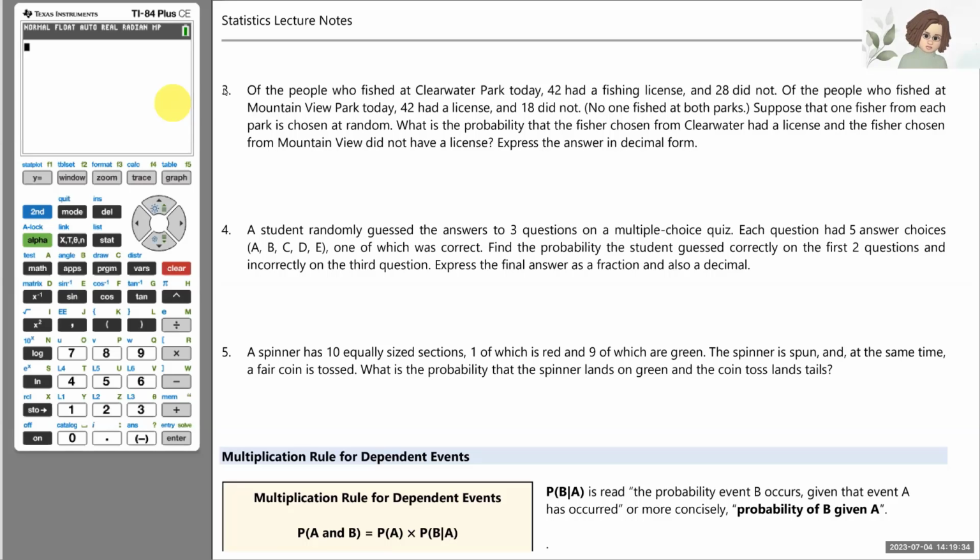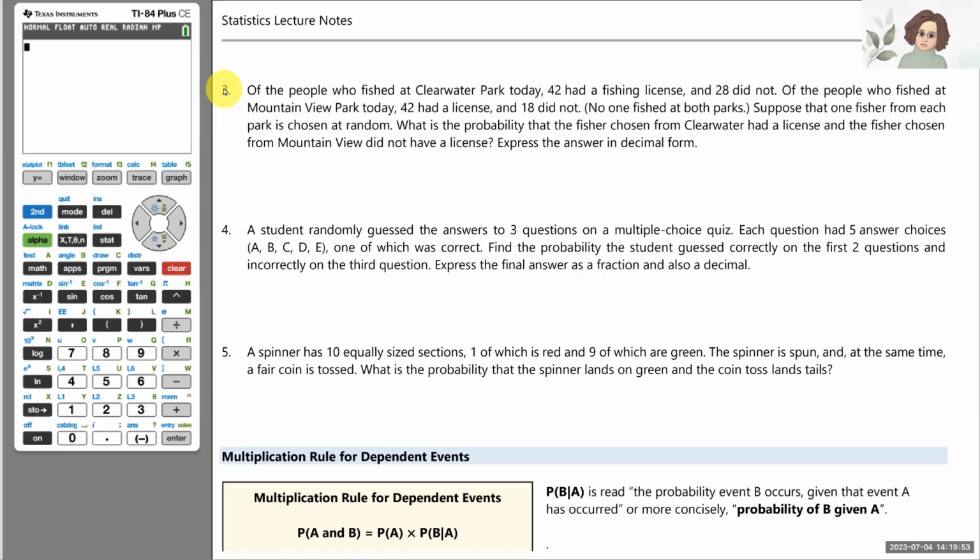Welcome. Let's take a look at number 3. Of the people who fished at Clearwater Park today, 42 had a license and 28 did not. Of the people who fished at Mountain View Park today, 42 had a license and 18 did not. No one fished at both parks. Suppose that one fisher from each park is chosen at random.